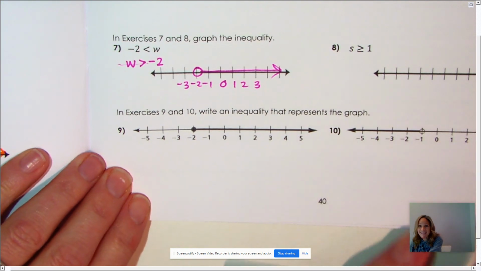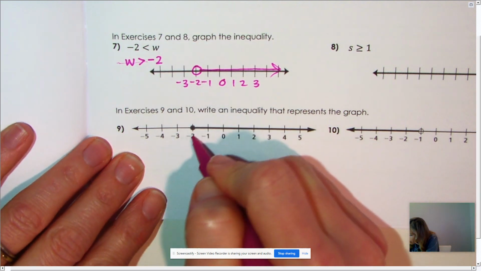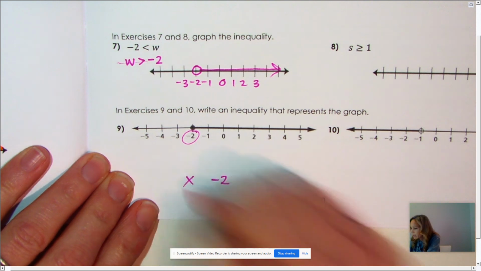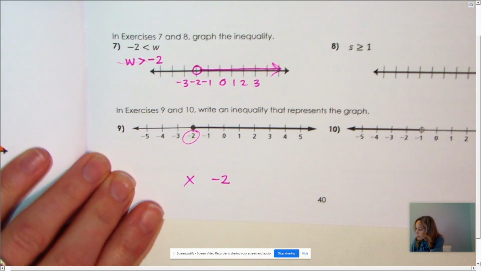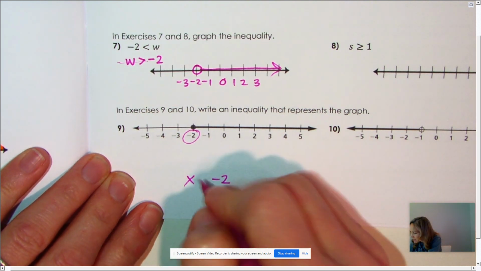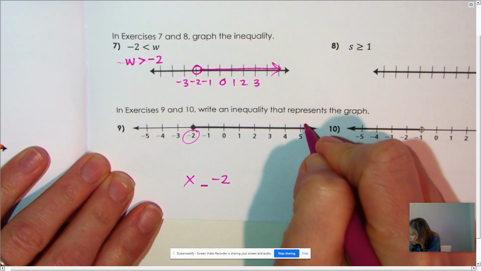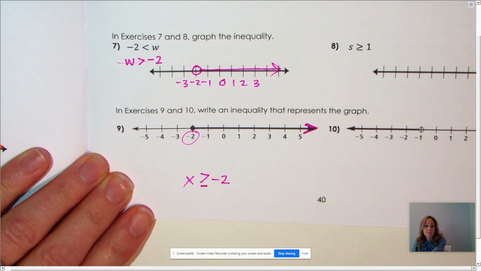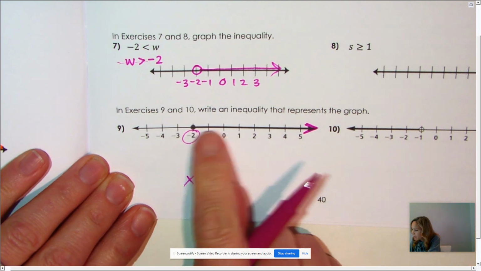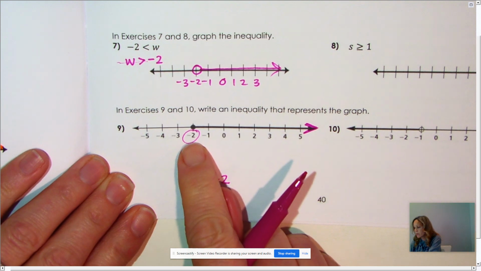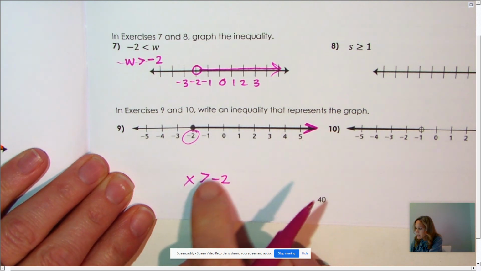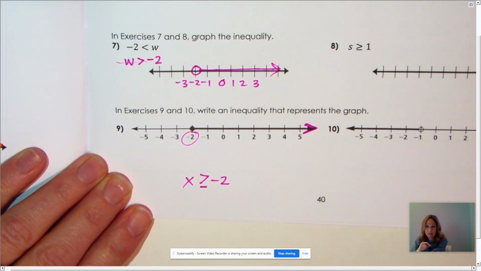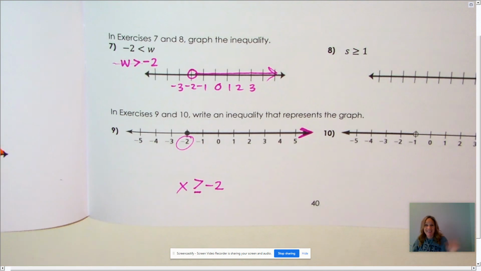Question number 9, write inequality. So I know this is going to be in there, right? -2. I'm going to choose to have the letter X. I know that because this is colored in, it's going to be an equal to. And then you can just copy this arrow right here. You can also say these are all the values that are bigger than -2. So I want the alligator to be eating the X because those are all the values that are bigger than -2. That is it.